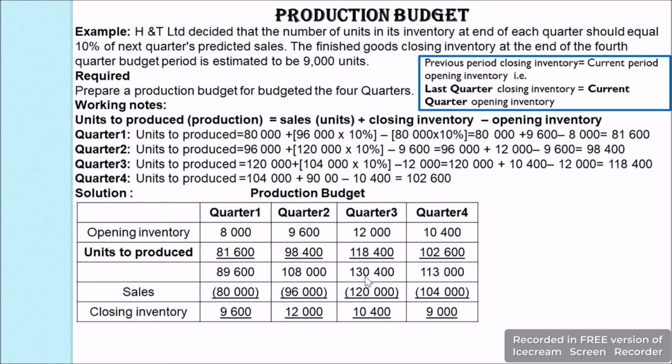So when we total this up, it will be 130,400. From there we subtract 120,000, which are our sales for the third quarter. We get the closing inventory as 10,400 units, and this will be the opening inventory for the fourth quarter, and we start with 10,400 here. To this we add units to be produced or the budgeted production, which is 102,600 units. We get the total as 113,000. From there we subtract the sales of 104,000. We get the closing inventory as 9,000 units.